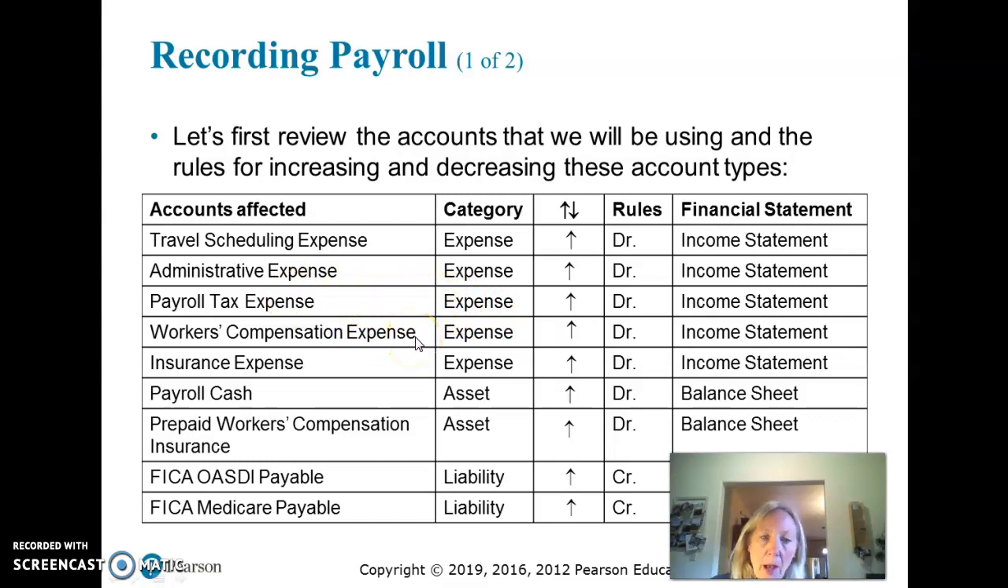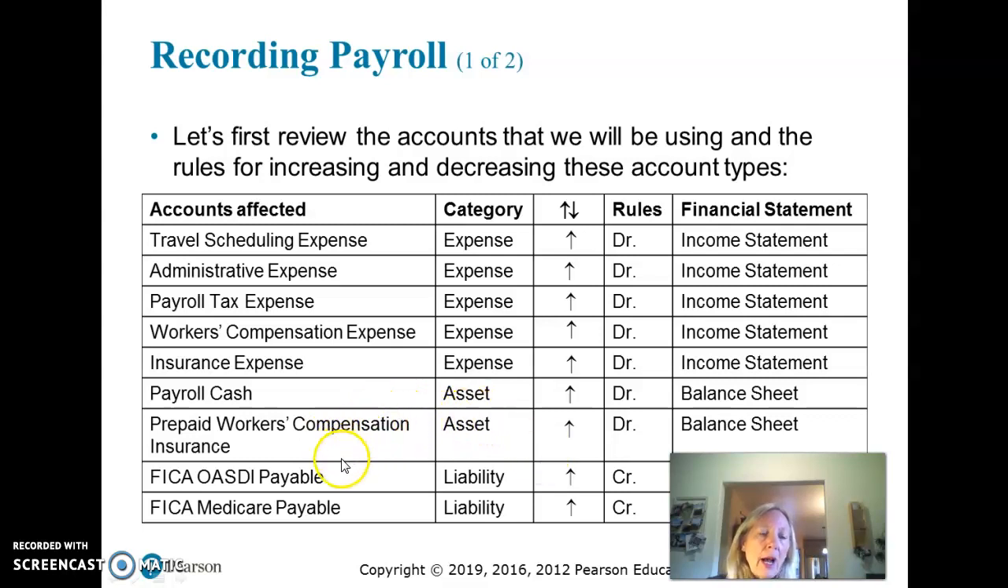And then you have workman's compensation expense, which is an expense when you actually pay it. Insurance expense, here I believe, is the medical insurance they were deducting from everyone's paycheck. And then you have payroll cash, which would be when you actually cut a check and pay your employees. That makes sense. That's an asset seen on the balance sheet. And then remember we talked about workman's comp. You buy a policy in advance, you pay what you think you owe, and that would be a prepaid insurance example. So that would go on the balance sheet.